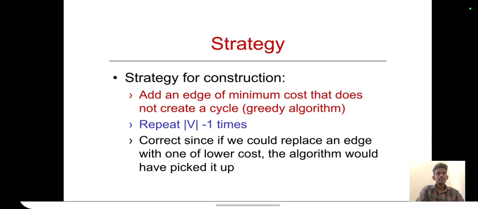Strategy for construction: add an edge of minimum cost that does not create a cycle. This is a greedy algorithm. Repeat V minus 1 times. It is correct, since if we could replace an edge with one of lower cost, the algorithm would have picked it up.